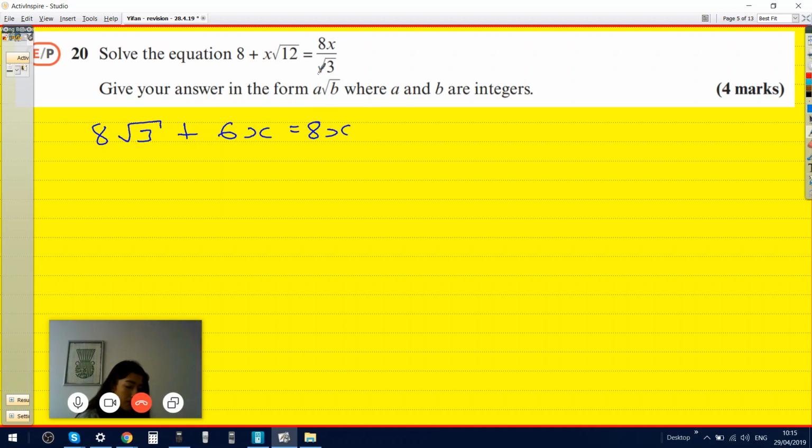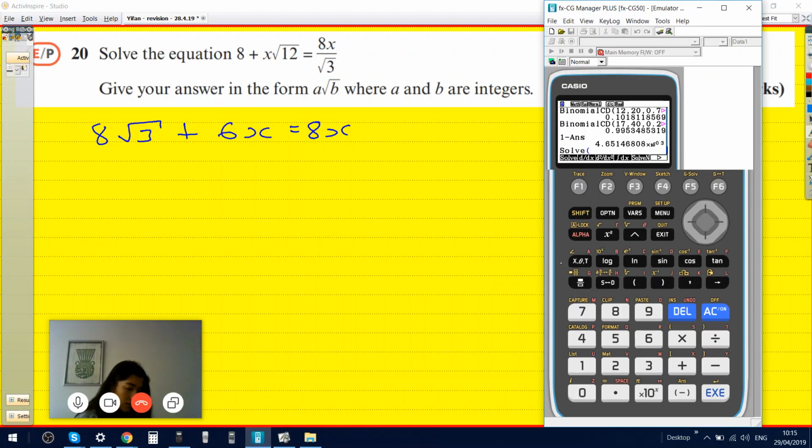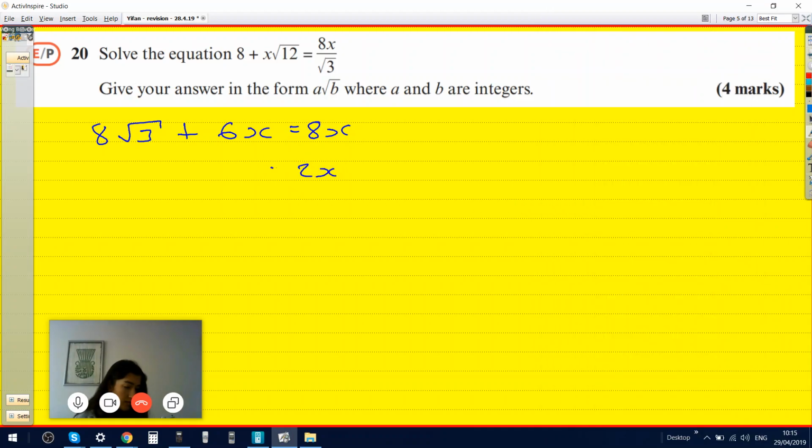6x. I multiplied both sides by root 3. Yeah. Does that make things easier? Yeah. I don't know. I know what the answer is, so I can't really say if it's easy or not. Okay. So 2x. So it'll be 4 root 3? Yeah. Okay, great.